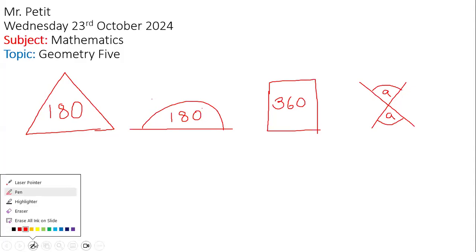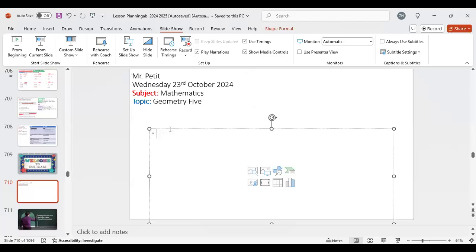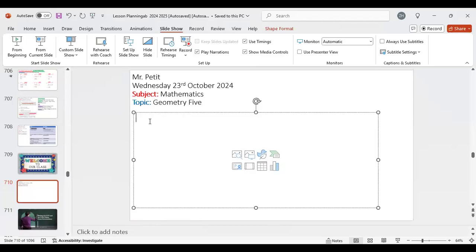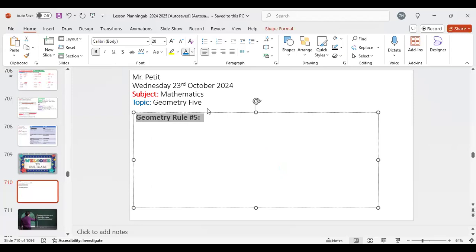All right, so now we're going to do angles, the one that Sashanik is rushing me to do. Geometry rule number 5. This has to be the 5th rule. Okay, so the rule states that angles around a point add up to what?